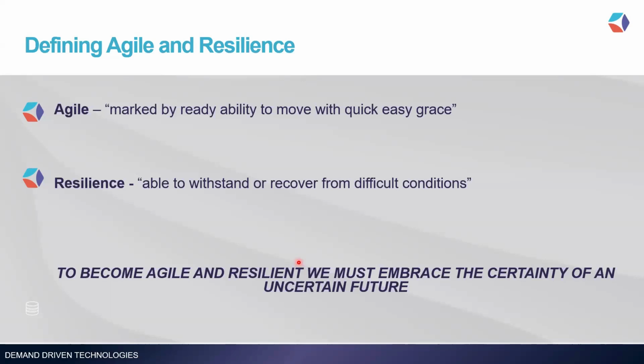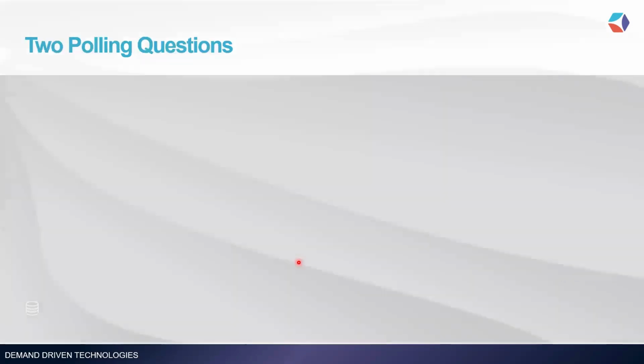So, admirable goals of agility and resilience, but they start with a shift in our mindset that says we accept that the future is uncertain, so we should instead then figure out how we can be adaptable and flexible to meet whatever that demand is that is coming our way.